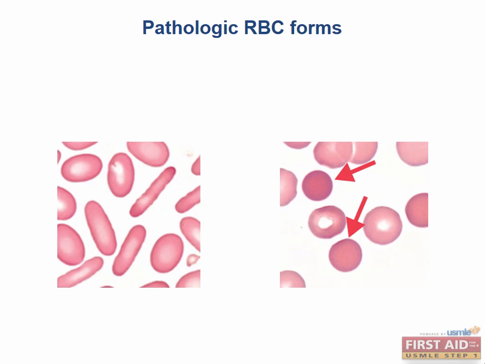These are two hereditary pathologic RBC forms. Can you name each type? On your left is the elliptocyte, caused by mutations in the RBC membrane proteins like spectrin. And on your right is the spherocyte, which aside from the hereditary form, can be caused by drug and infection-induced hemolytic anemias.